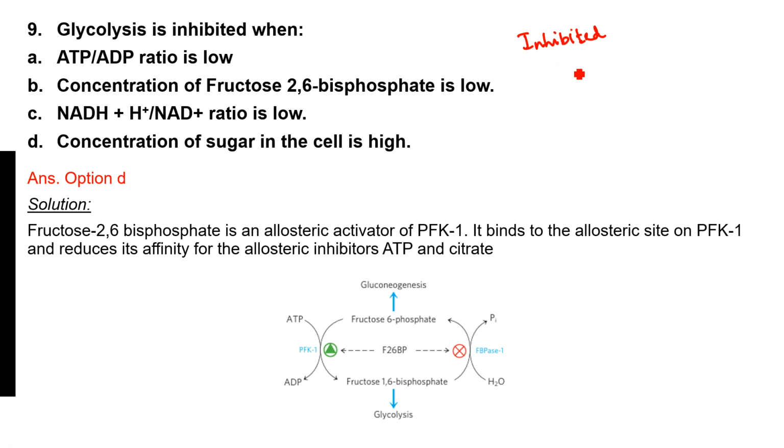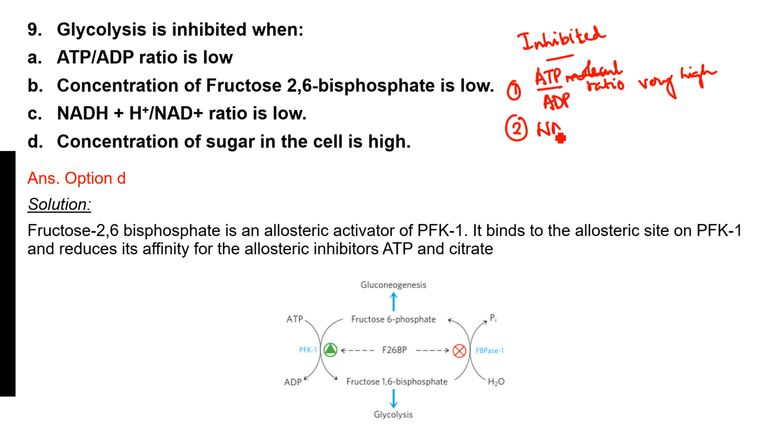So inhibition will take place when ATP molecules are more, right? So if ATP molecules or the ATP by ADP ratio is high. If you look at the ATP by ADP ratio, if it is very high, greater than 1, then glycolysis will be inhibited. And another, these are high energy molecules, ATP.